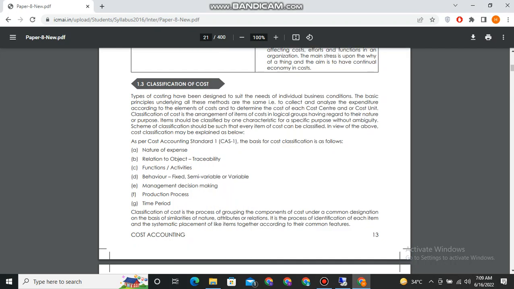Classification of cost. Types of costing have been designed to suit the needs of individual business conditions. The basic principles underlying all these methods are the same: to collect and analyze the expenditure according to elements of cost and to determine the cost of each cost center or a cost unit.